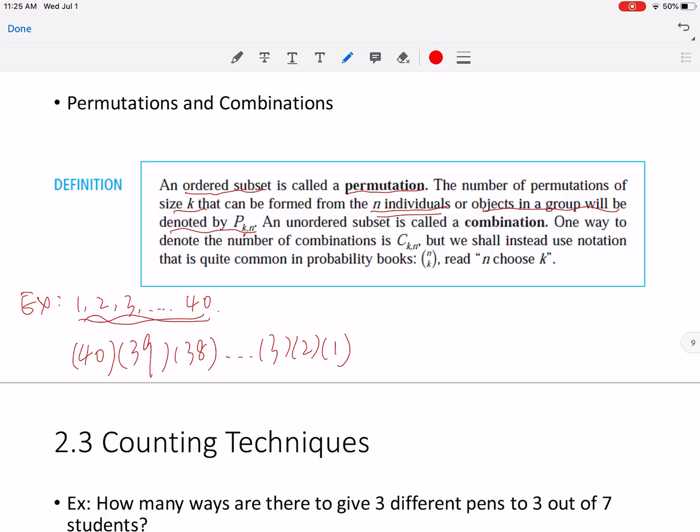Okay, so this is the last number. We only have 1 choice for the last number, 2 choices for the second last number, and 3 choices for the third last number. And this is equal to 40 factorial. In a general form, n factorial is equal to n times n minus 1 times n minus 2 times, until, times 2 times 1. That's n factorial.